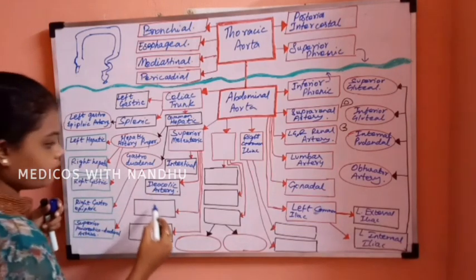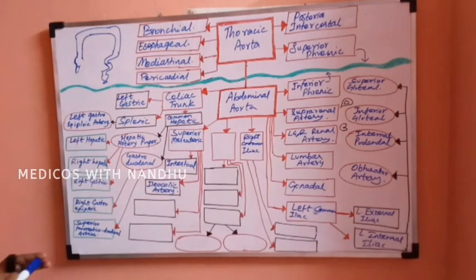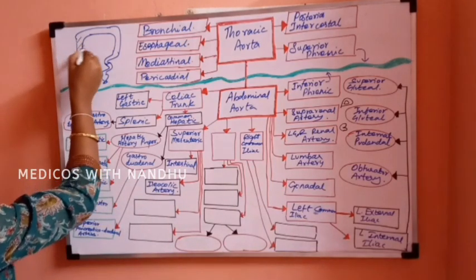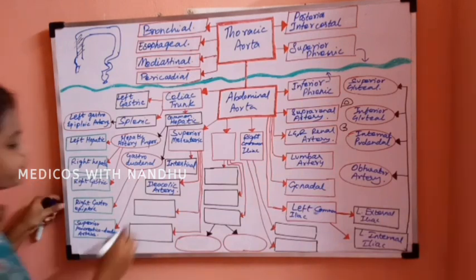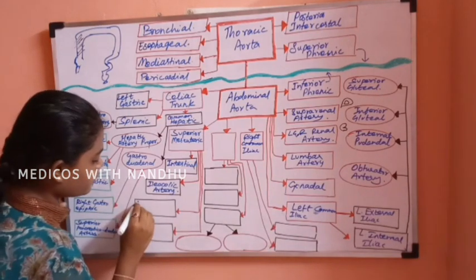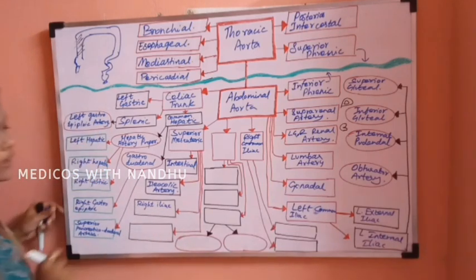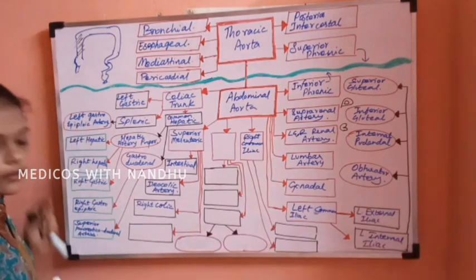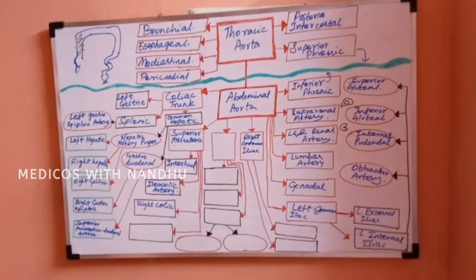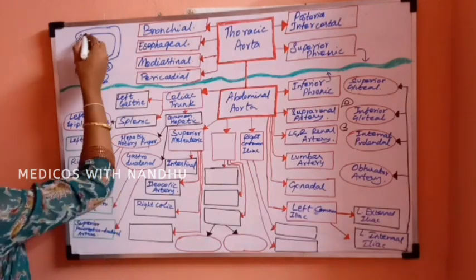Okay, next we have the next branch of the superior mesenteric artery. This branch supplies the ascending colon. Its name is called right iliac artery. Right iliac artery. Sorry, right colic artery. Right colic artery, which supplies the ascending colon.